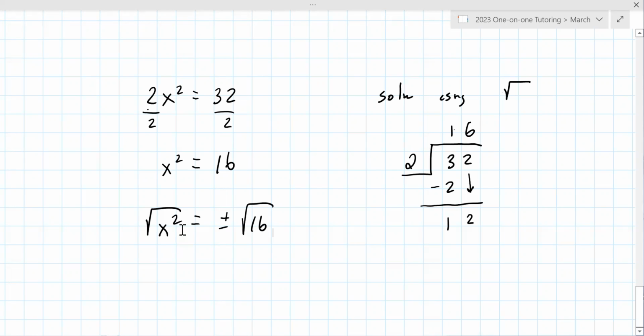What is 1x? Okay, or just x, that's good. How about on the right here? What is plus or minus the square root of 16? 2. Nope, try again. A number that times itself gets you to 16. Oh.